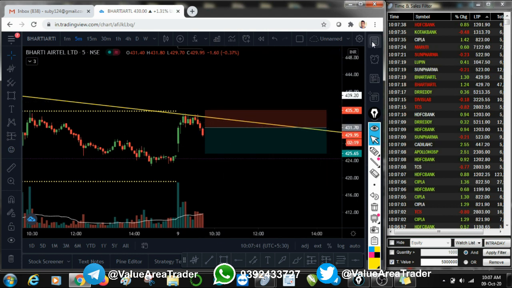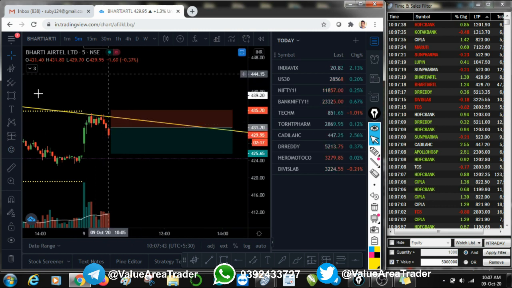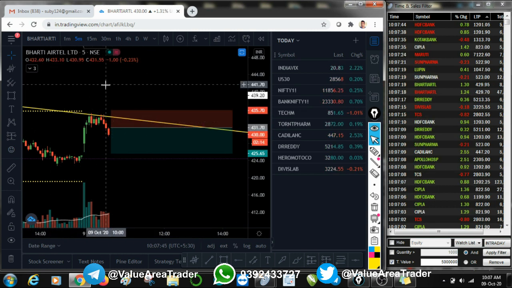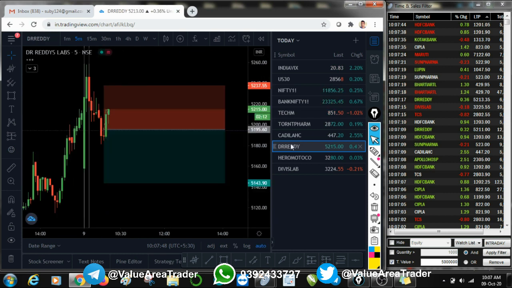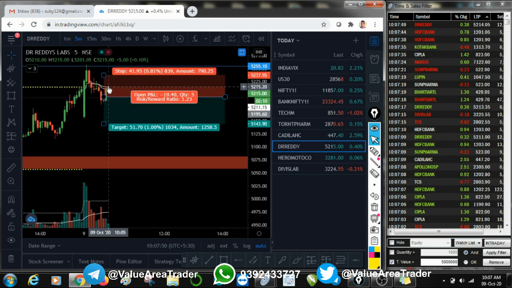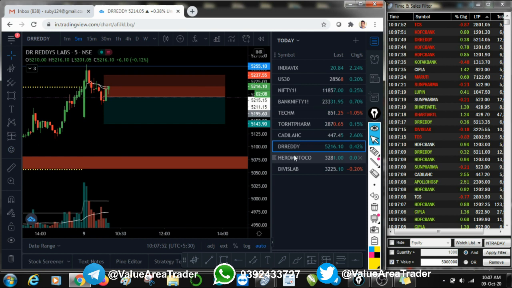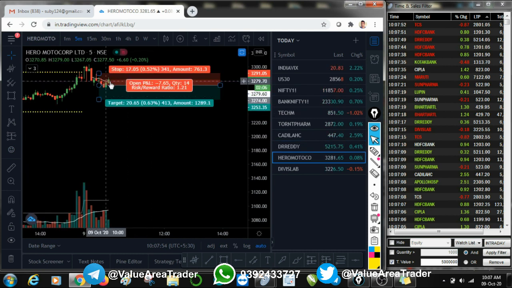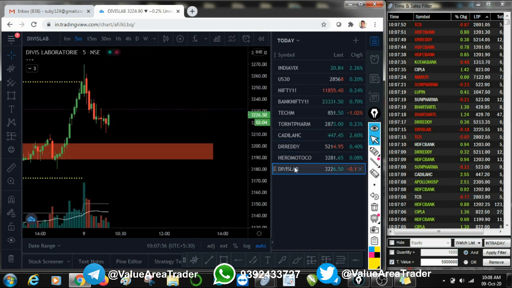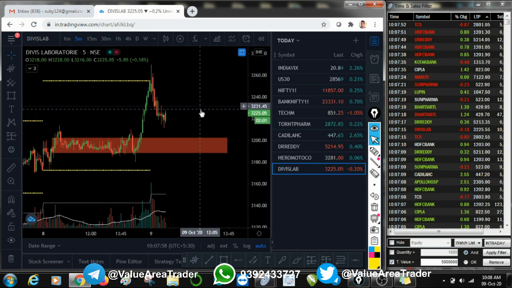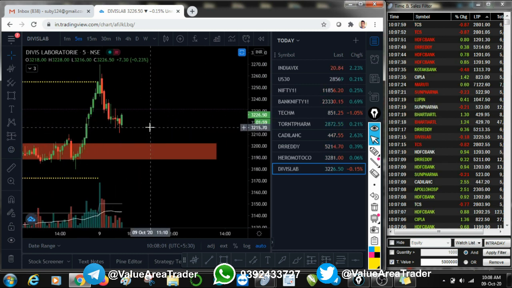So let's see what happened to the other 2 trades. I won't be taking any more trades. Just 3 trades would be good for today. One is Dr. Reddy, which is almost breaking our VWAP. The second is Hero MotoCo, which is also breaking our VWAP. And Divis Lab, we didn't take any trade. We are looking for reversal signs.